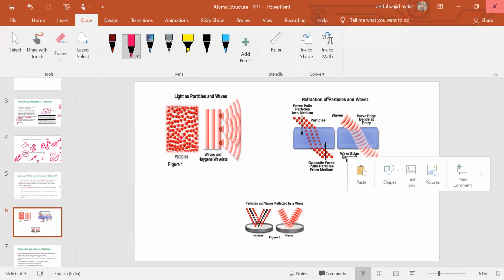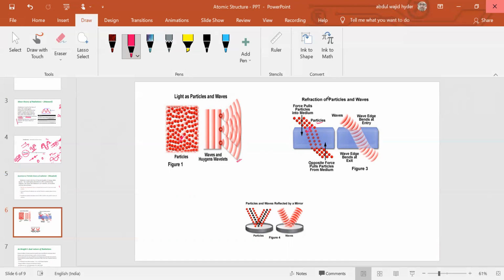Without dislocating this particle from its position, it can't move from this place to this place. What does it mean? It means particles have fixed positions. Particles are localized, while waves are delocalized. Particles can't interfere. But without disturbing another wave, one wave can pass through it, which means waves can interfere.